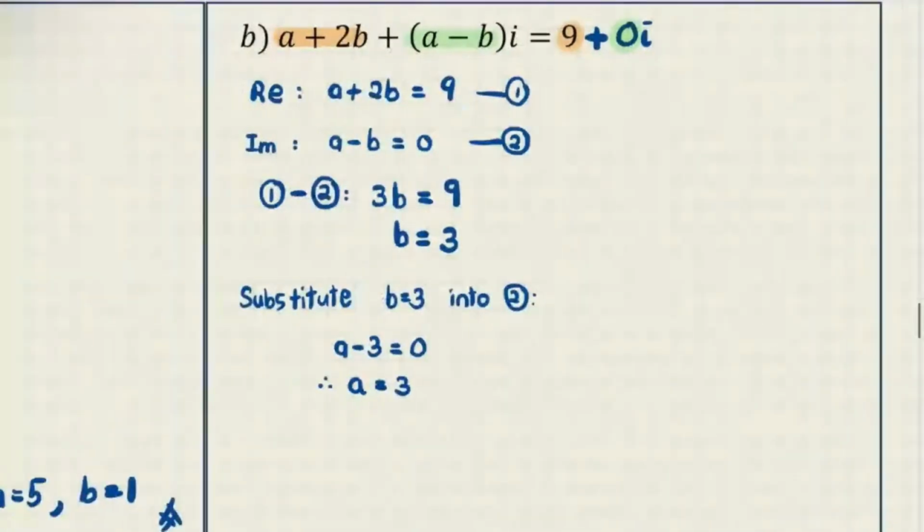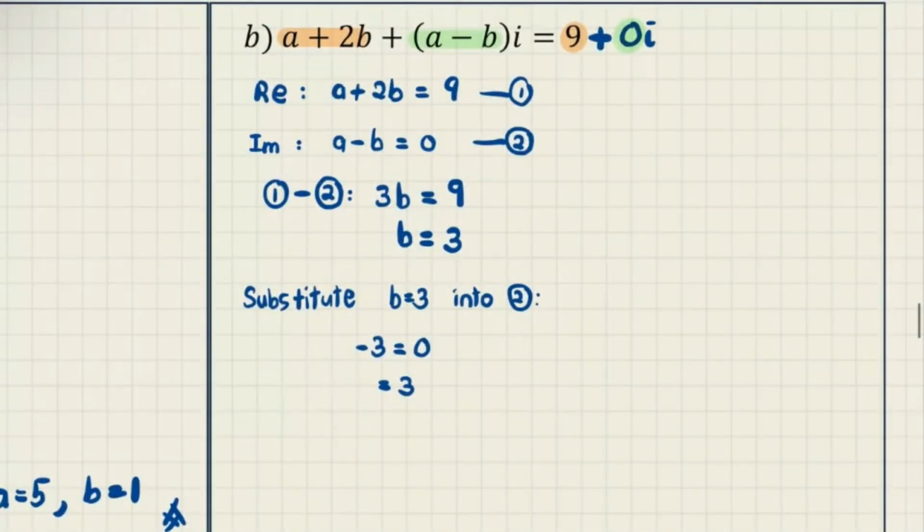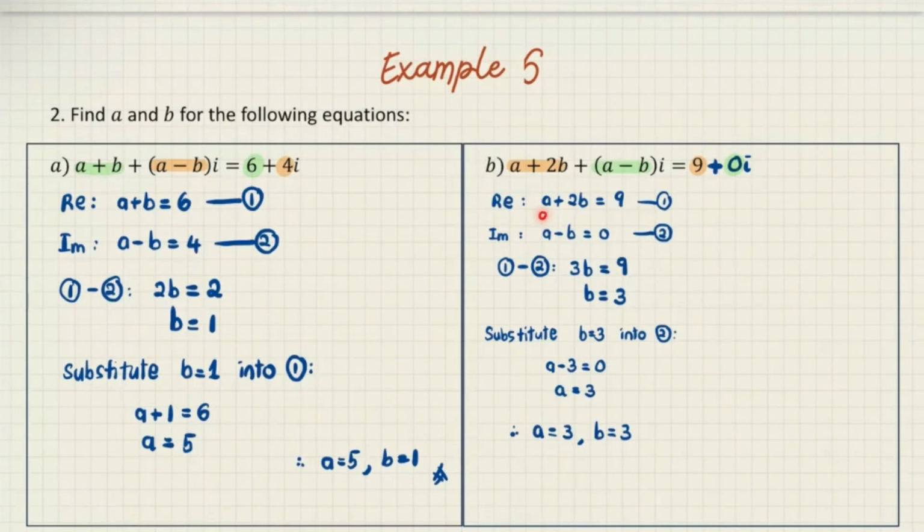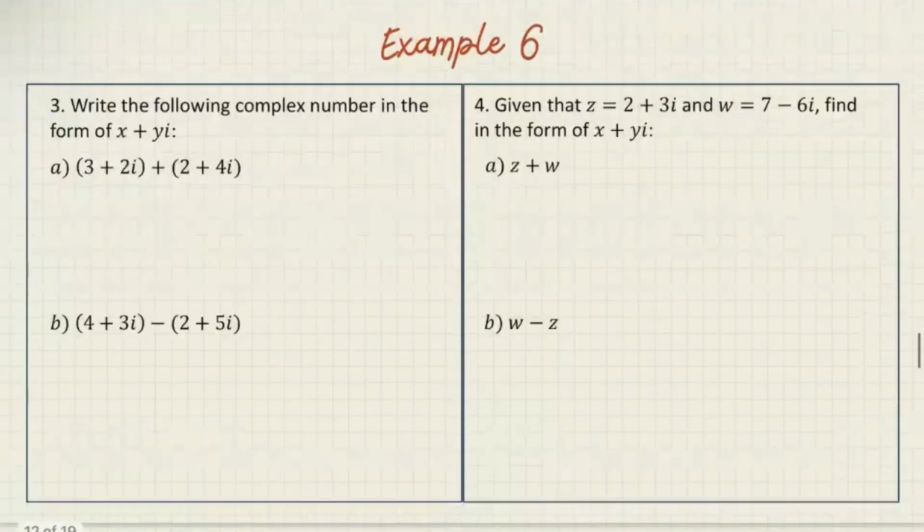So we can conclude. Oh, sorry. Wait a moment. Okay, so my final answer will be A equals to 3 and B equals to 3. Okay, so we got the answer 3. So we can check here. 3 plus 2 times 3 is 6. So 3 plus 6 gives 9. So it's correct. 3 minus 3 will give zero. So that's correct. Okay. Now let's go through the third example.